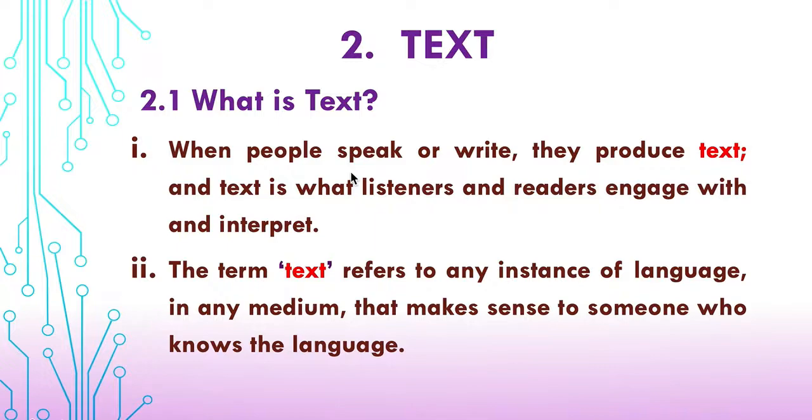When people speak or write, they produce text, and text is what listeners and readers engage with and interpret. Look here, what people speak, what people write, they produce words, they produce sentences, and a collection of words, a collection of sentences, they build up an idea, and that idea can be comprehensively known as text. So I continue, and text is what listeners and readers engage with and interpret.